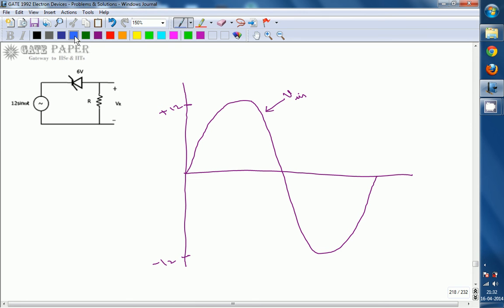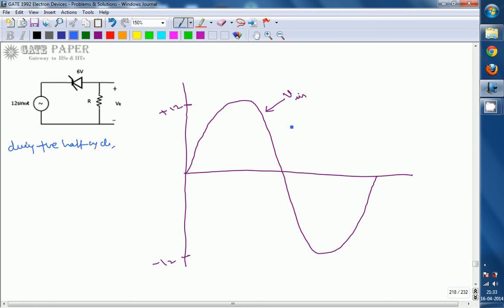So V out is nothing but VR, the voltage across the resistor. We will consider the positive half cycle and the negative half cycle separately. During the negative half cycle, all input voltages are negative. First we will go with the positive half cycle, because our waveform is with respect to the positive half cycle.